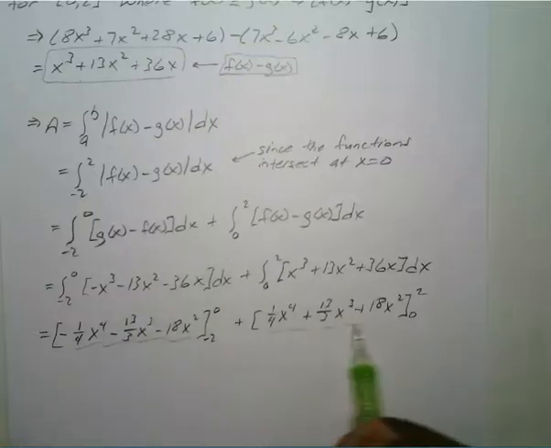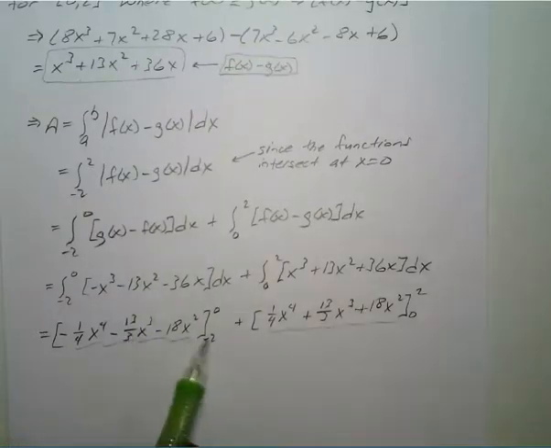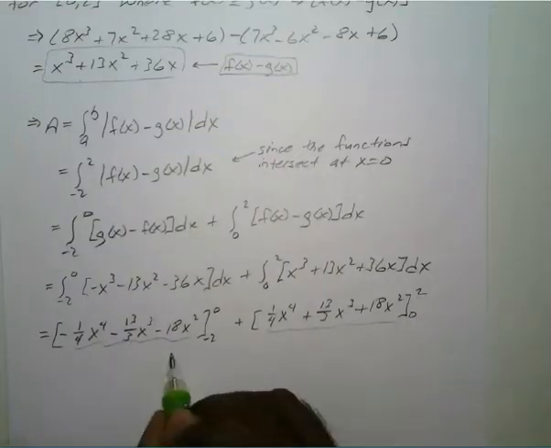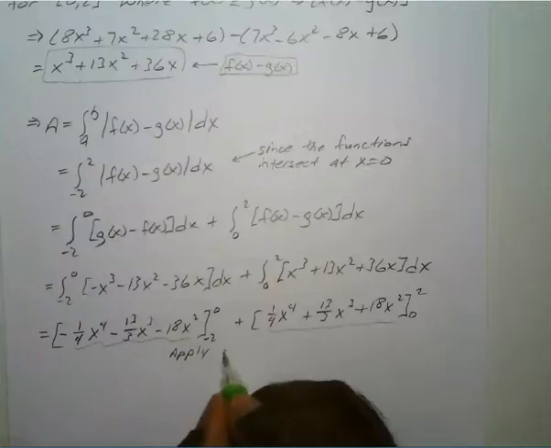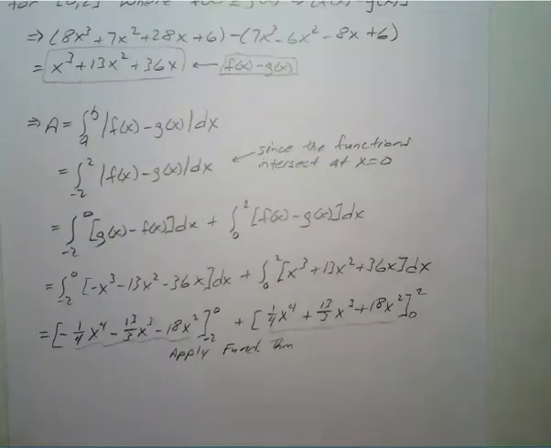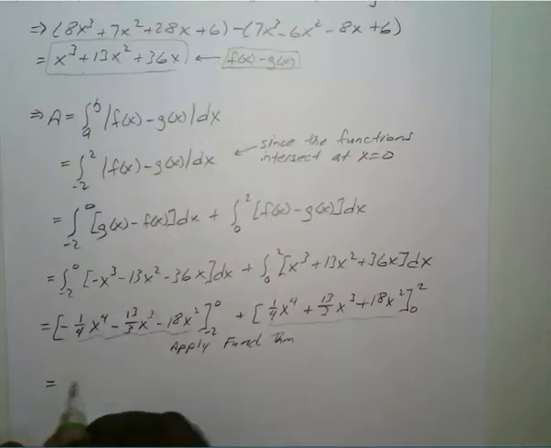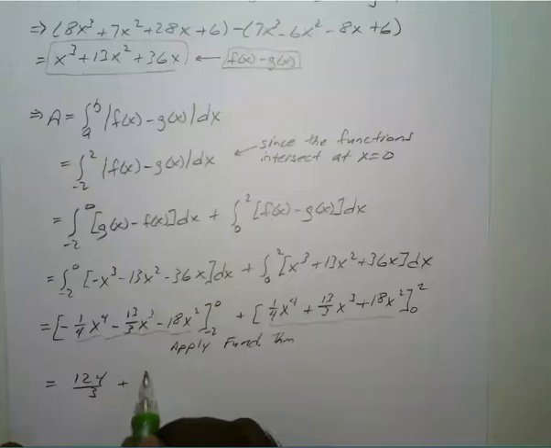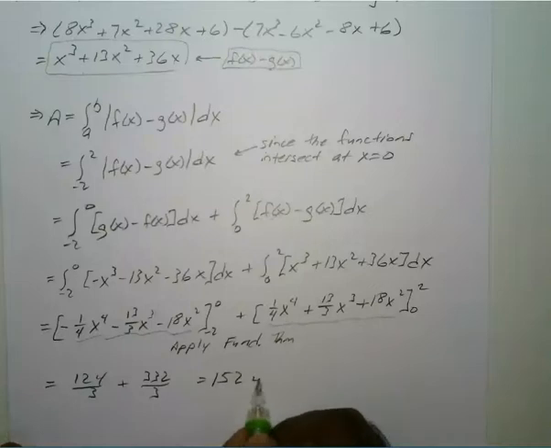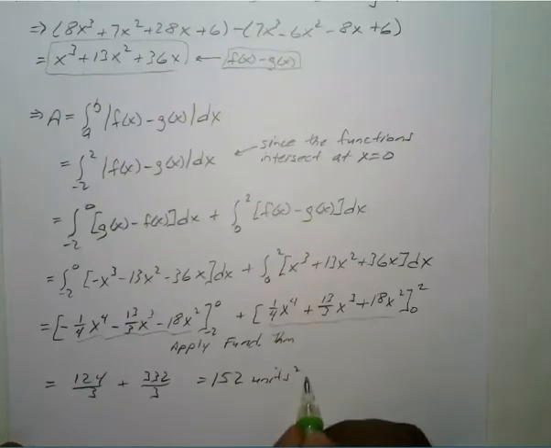Okay, now for each of those, you're going to apply the fundamental theorem of calculus, where you're going to plug in your 0 and then the -2. Then you can plug in your +2 and your 0. And when you do that, you should end up with 124 over 3 plus 332 over 3, which is equal to 152 square units.